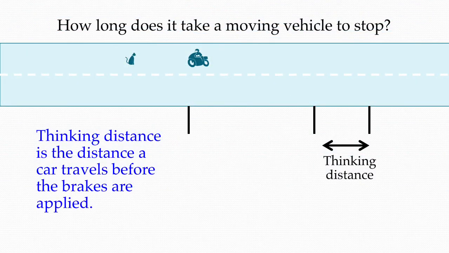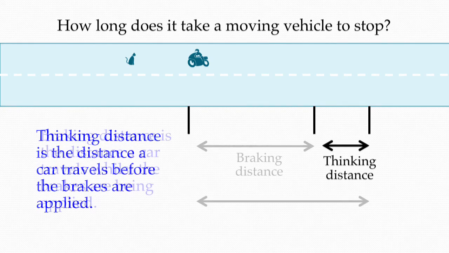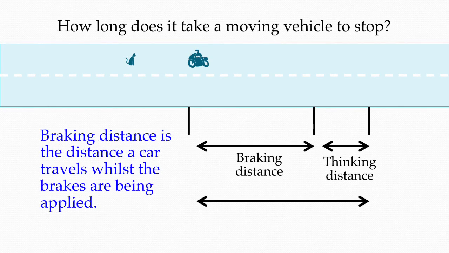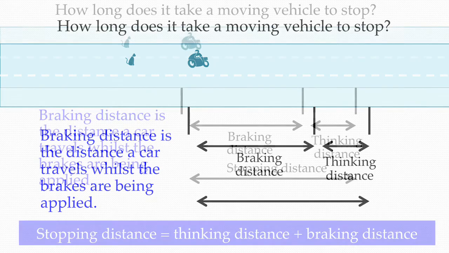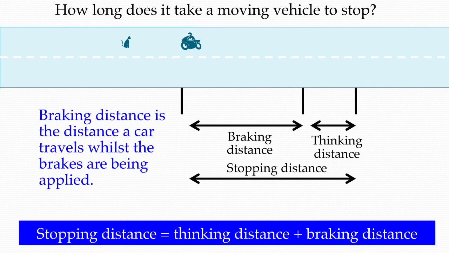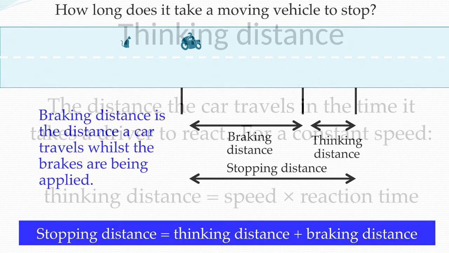The thinking distance is the distance the bike travels from recognising the danger to applying the brake. The braking distance is the distance the bike travels between the brakes being applied and the bike coming to a complete stop. The stopping distance is the total distance the bike travels between recognising the hazard and coming to a stop, and it is the total thinking distance plus the total braking distance.